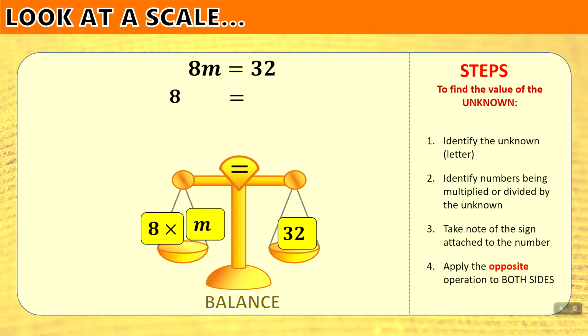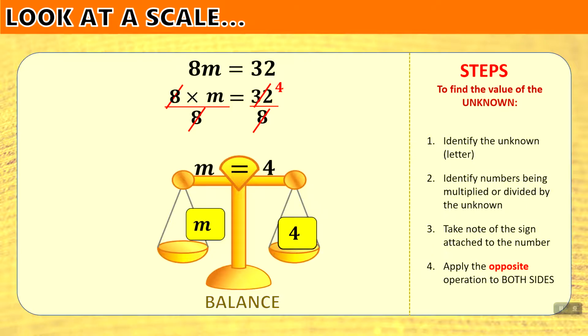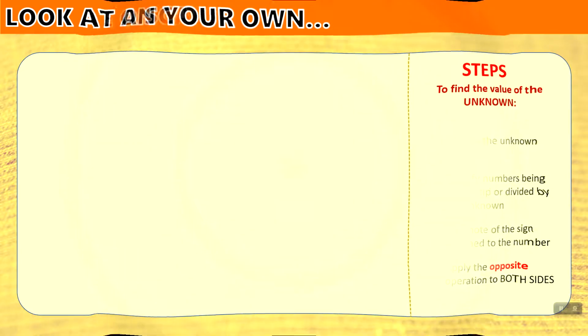So we're going to rewrite 8 times m equals 32 and apply the opposite of multiplication, which is division. We divide both sides by 8. When we do this, the two 8s on the left-hand side cancel out. 8 into 8 goes once, 8 into 8 goes once. On the right-hand side, 8 into 32 goes 4 times. We're left with m on the left-hand side equals 4 on the right-hand side. We've now solved our equation.